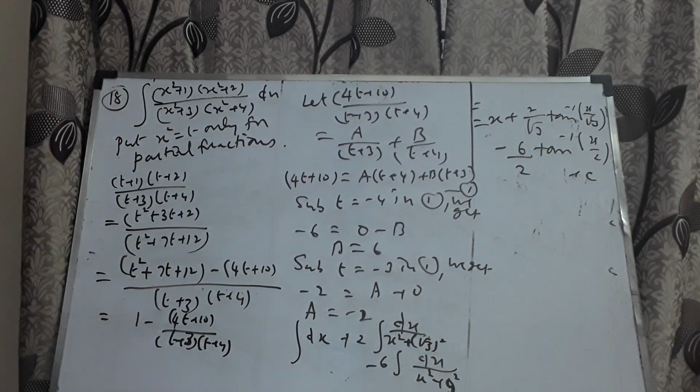Therefore, x plus 2 by root 3 tan inverse x by root 3, minus 6 by 2 tan inverse x by 2. 6 by 2 becomes 3. The final answer is x plus 2 by root 3 tan inverse x by root 3 minus 3 tan inverse x by 2.